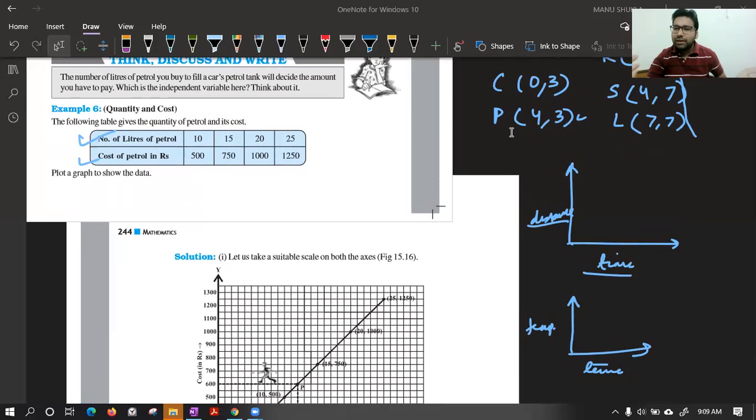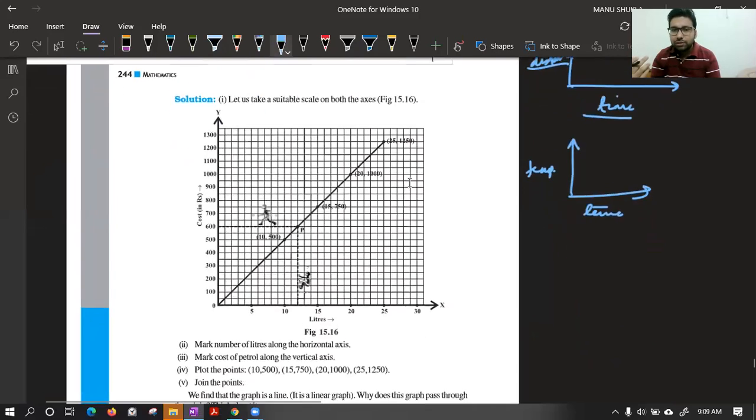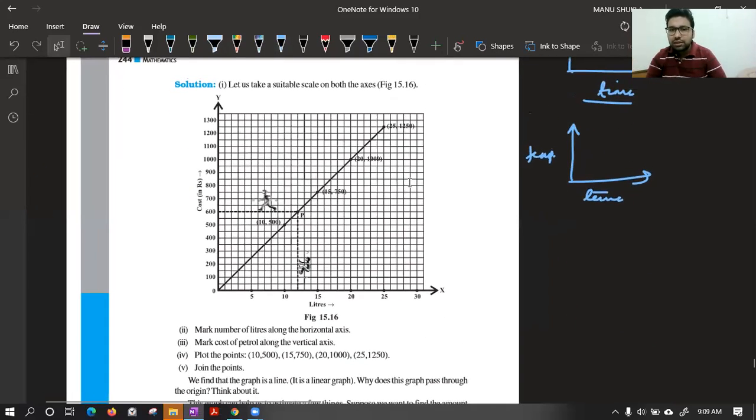Plot a graph. It is very simple to plot the graph. First of all, you have to see the coordinates are 10, 500. Let me call it A. Second coordinate is 15, 750. Third coordinate is 20, 1000. You are all ready for this because you have done questions similar to these, but this time the only thing you have to keep in mind is that you have to change the scale.